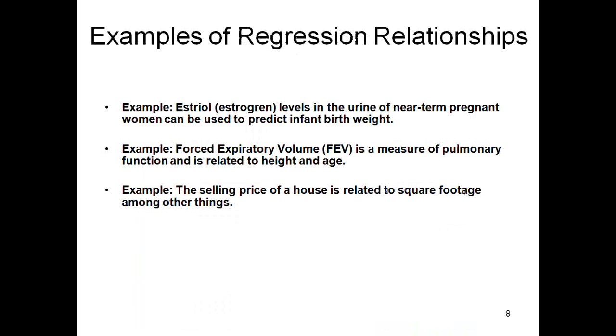So, examples of regression relations. Let's say estradiol levels in the urine of near-term pregnant women can be used to predict infant birth weight. Another example is that the selling price of a house is related to square footage, among other things. These are examples where we will see how we can fit the regression equations, because in all these examples our dependent variable y is continuous, and the information is provided in terms of, in the third example, the square footage of the home, so lots of information about the home for that customer, etc.